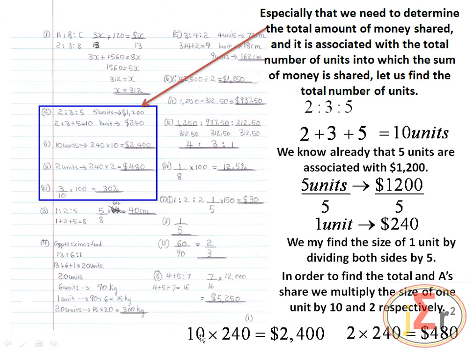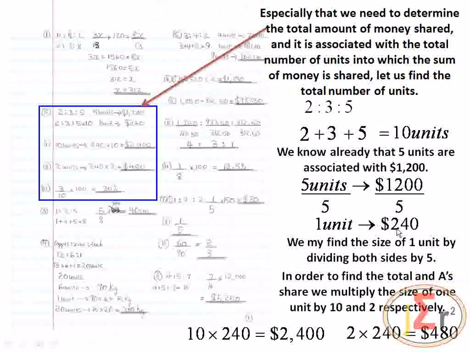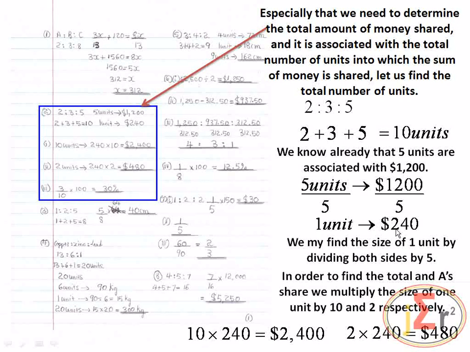Do not forget the total. We need to find the total. The total is associated with 10 units. The size of 1 unit is $240. Therefore, we need to multiply this $240 by 10. And no doubt, we do a similar calculation for A's share.